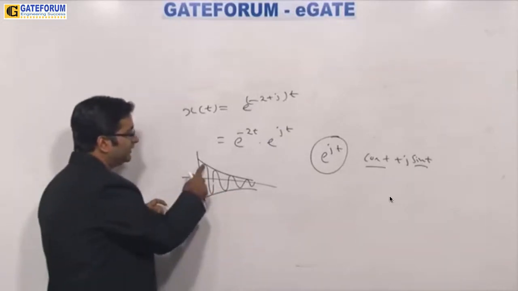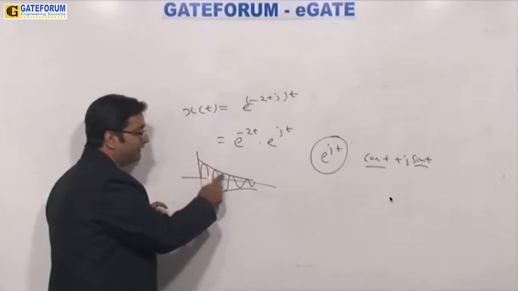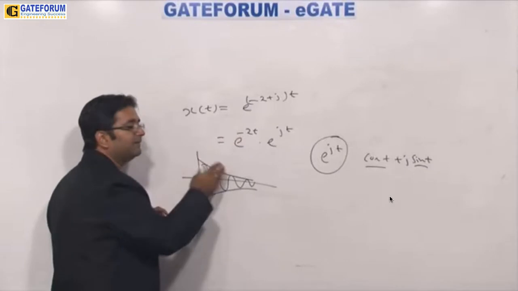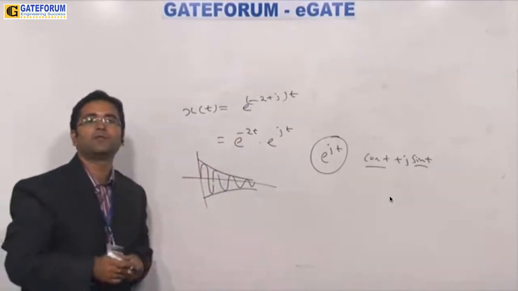Now we see here, the amplitude here is different and this amplitude will never come. It will never come here. This amplitude is different and this amplitude will never come. That makes the given signal a non-periodic signal.